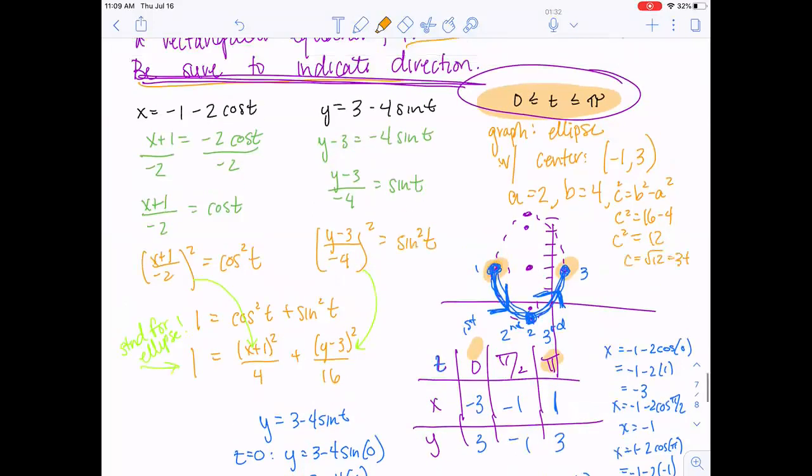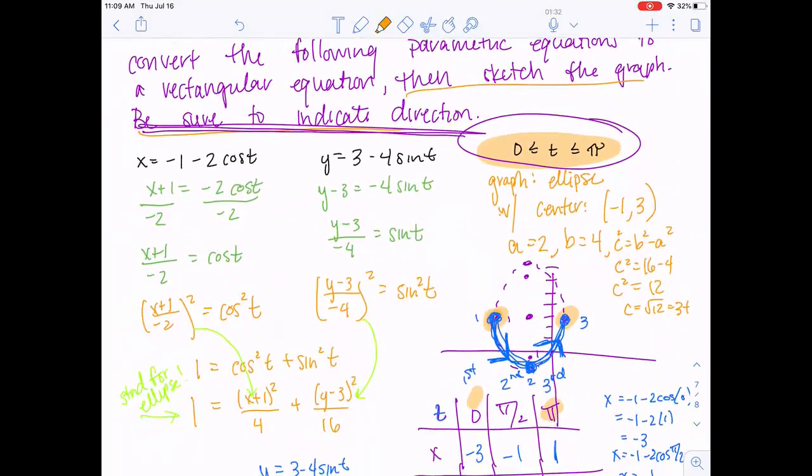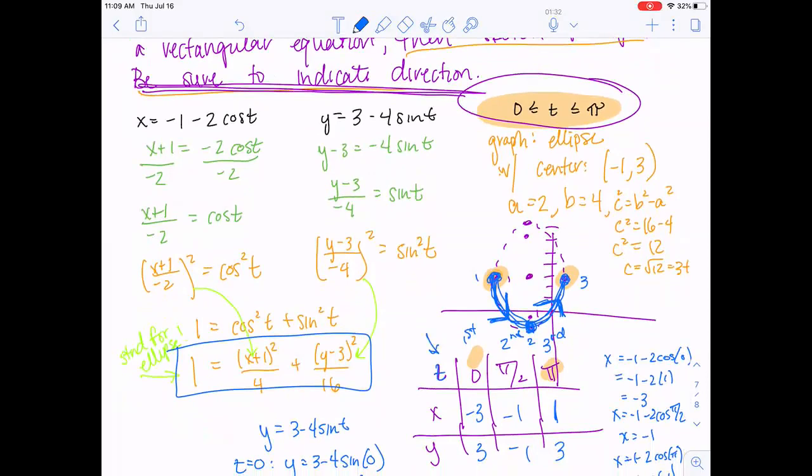So that is how you convert to a rectangular equation. That is this part. Here's your rectangular equation. Then sketch the graph. Sketch the full ellipse with a dashed line, and then fill in the parts that you want using a table, and make sure to put direction on your graph. If you have any questions, let me know.